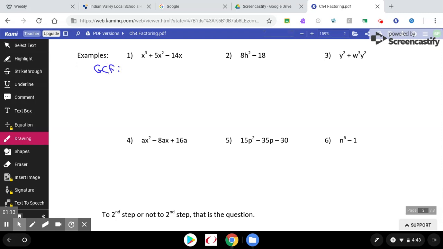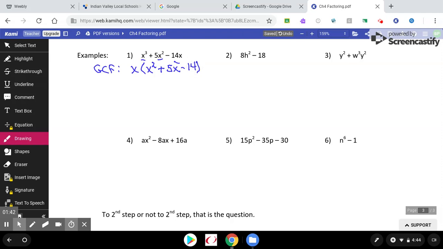Well, C stands for common. What is common to all of those? They all have X's. So GCF does not have to be a number. It can just be a letter, or it could be both. Well, if you take one of the X's away, there would be 2 left. If you take one of the X's away here, there will be 1 left. And if you take the 1X away here, the only thing that will be left will be the 14.